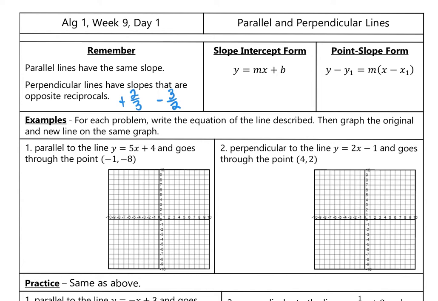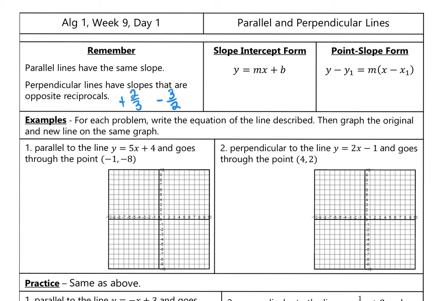I've put slope-intercept form and point-slope form on here for funsies, because what we're going to do is take information given to us about a line and find an equation of a line that's either parallel or perpendicular to that line. I'm gonna choose red.